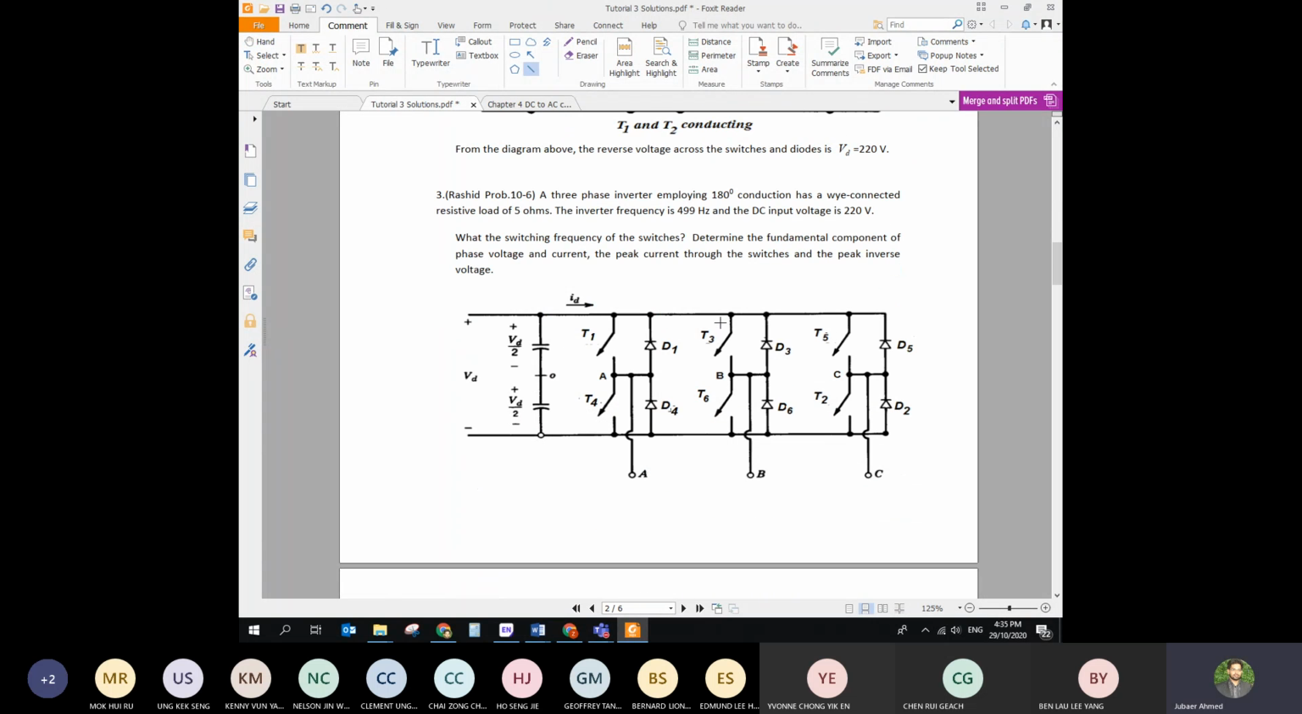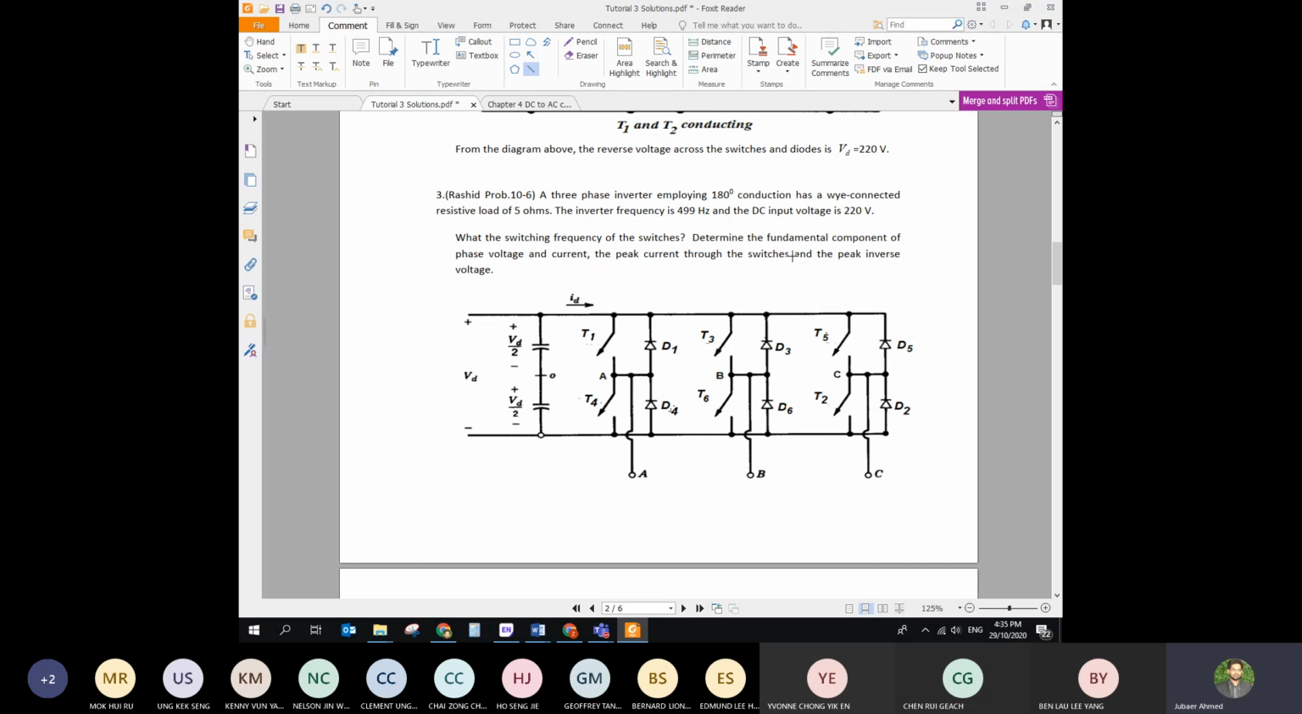Okay. Number three is a three-phase inverter. From the single phase, we are going to convert into three-phase. What is number three saying? A three-phase inverter employing a 180-degree conduction has a Y-connected resistive load of 5 ohm. The inverter frequency is 499 Hertz and the DC input voltage is 220 volts. So VD is 220. As usual, we divide it into two sources, so 110 and 110 here.